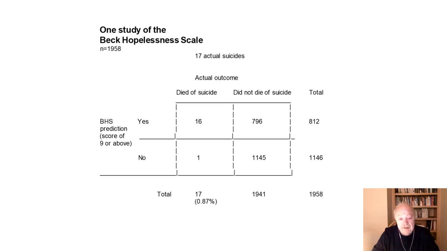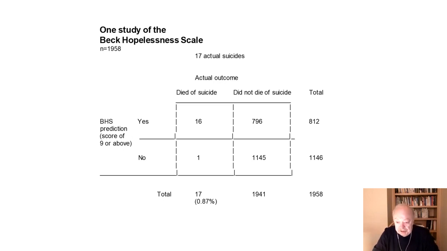Okay, so if using the cut point of 9 or above, it sounds pretty good. As you can see in the first column, looking down, a total of 17 people died of suicide. 16 of them scored 9 or above on the hopelessness scale. Only one person scored lower than 9 on the hopelessness scale. So the scale identified 16 of the 17 people who went on to kill themselves.